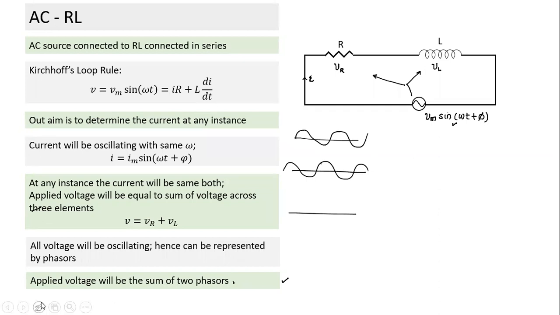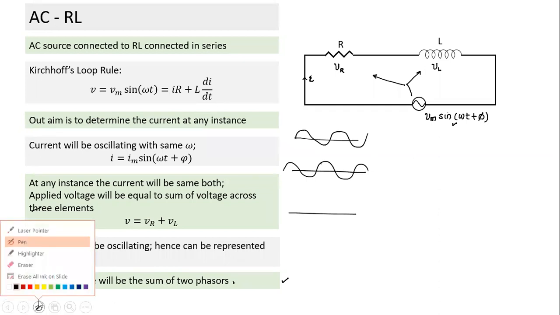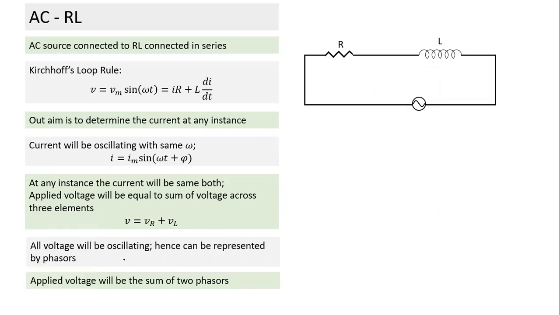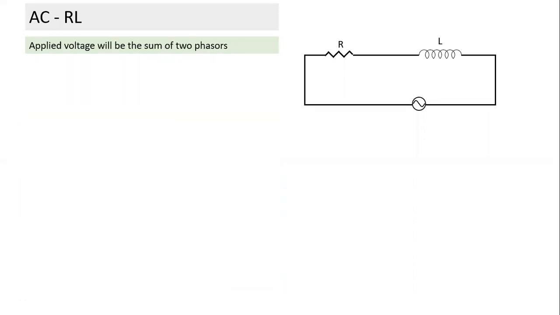This is the important point. If all have understood, anybody has a query? This is the point we need to understand here. So this question, we solve based on two principles. The two principles are: current is the same in both, and the sum of voltage phasors is equal to the applied voltage. Now let's draw the phasor and see how to calculate it. Applied voltage will be the sum of two phasors.